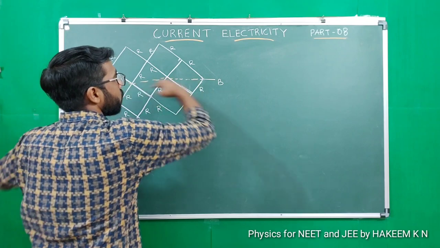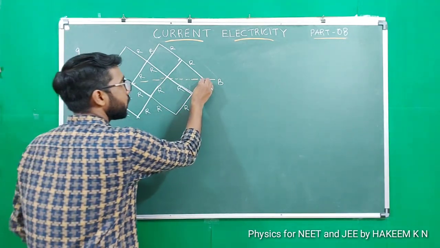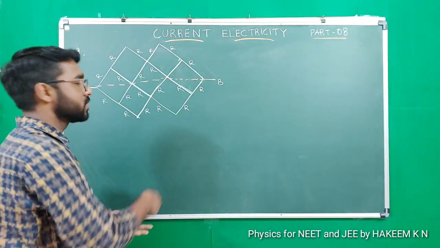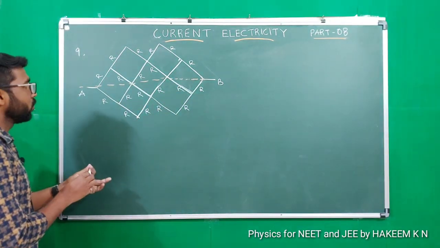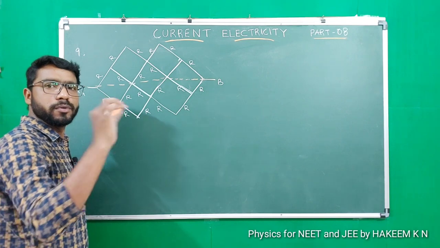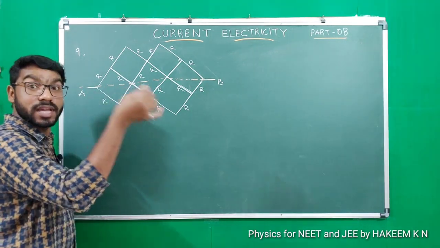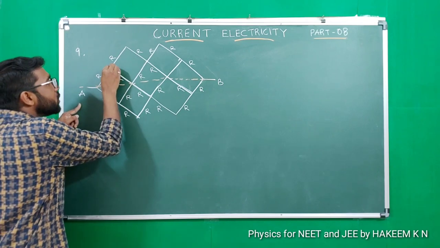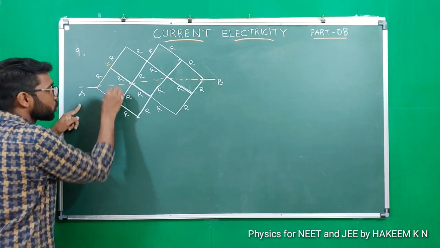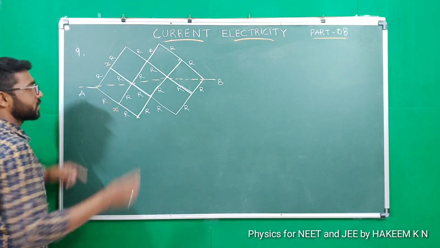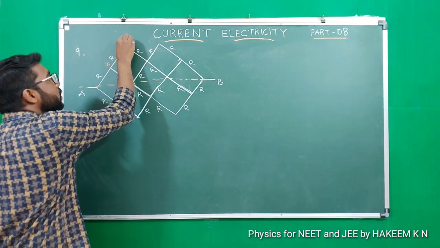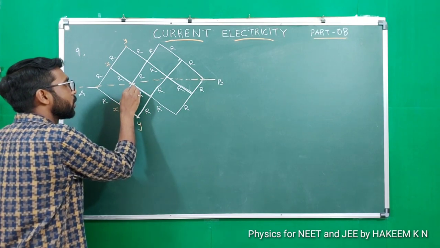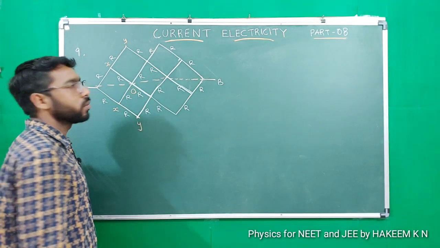Assuming a perpendicular along AB, folding symmetry or parallel symmetry, you can say opposite points have the same potential. So here it is A. This point I am calling X, so the opposite point is also X. Here this point I am calling Y, so this point is also Y. Here is a common point, I am calling it O.